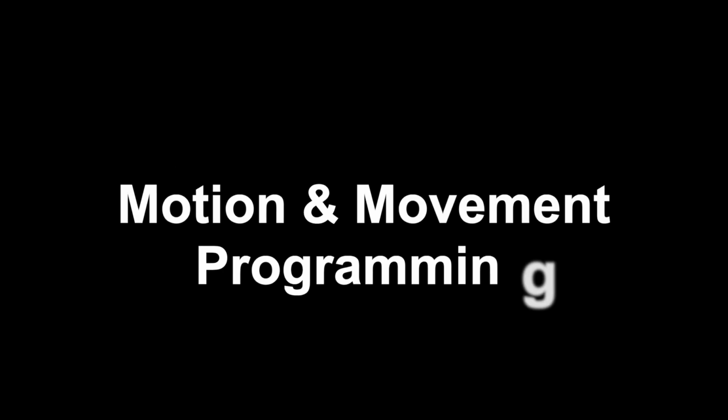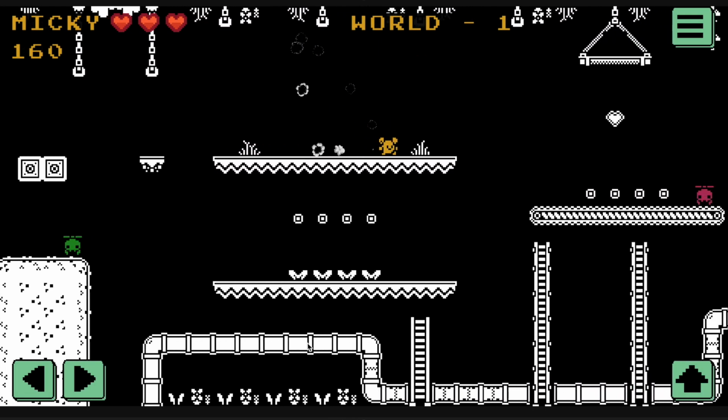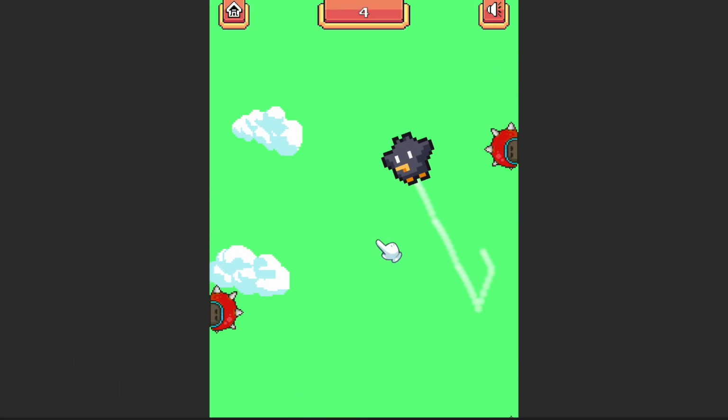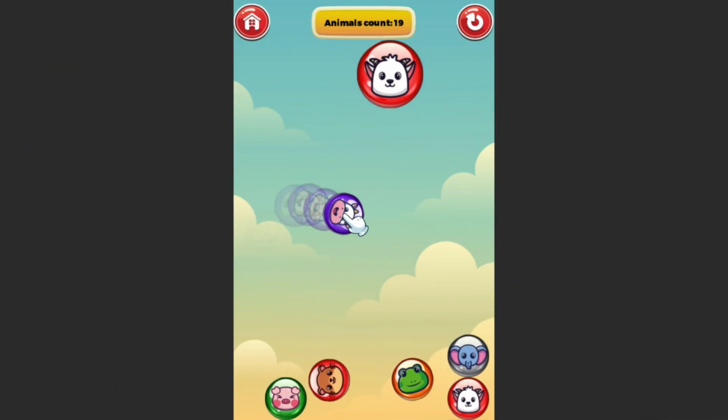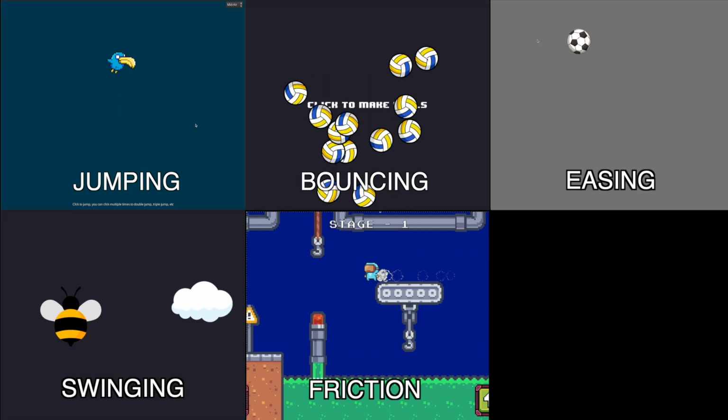Motion and movement programming is essential for game development because it contains foundational theories and techniques to implement proper game mechanics and entities' behaviors. There are 6 common motion types in game programming. They are jumping, bouncing, easing, swinging, running with frictions, and elastic.